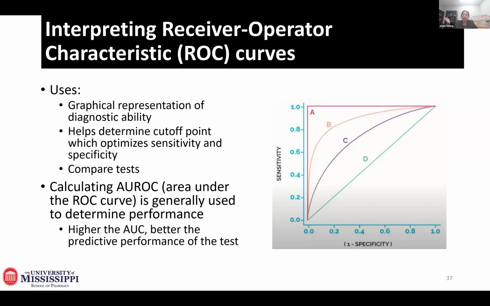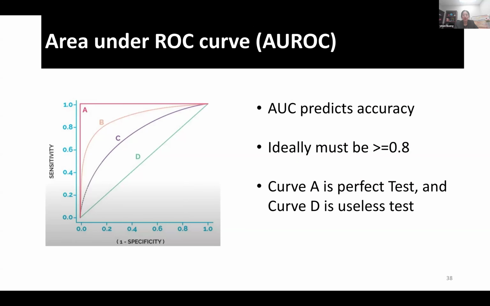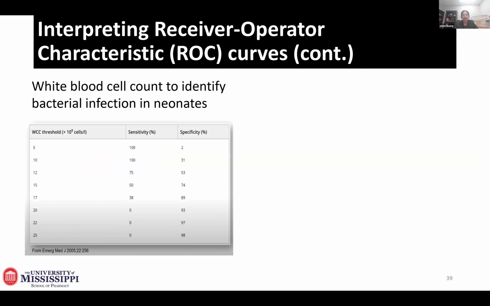Which one would you choose for the optimal test? Of course, obviously we're going to choose the one with the higher AUROC, that is, the one associated with a higher area under the ROC curve. The higher the ROC AUC, the better the predictive performance of the test. Usually it must be more than 80%. Curve A is a perfect test and curve D is a useless test.